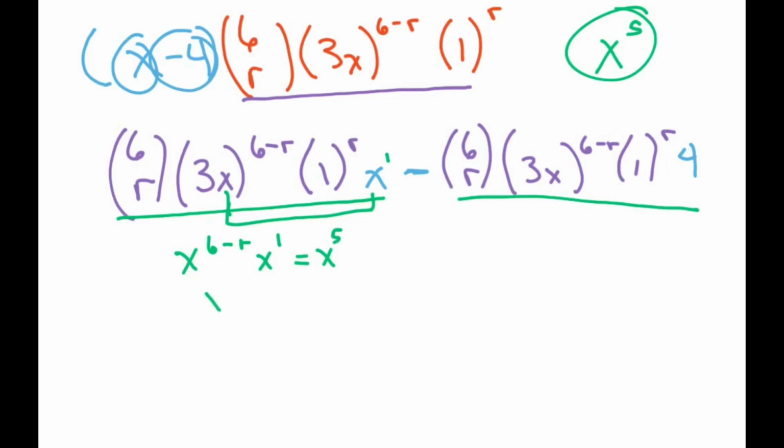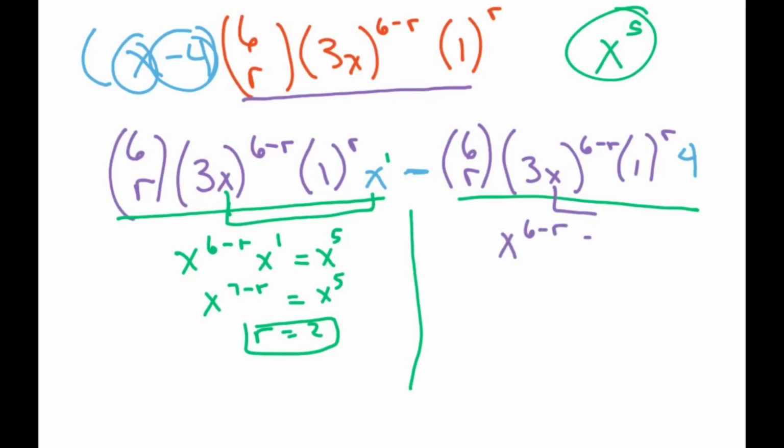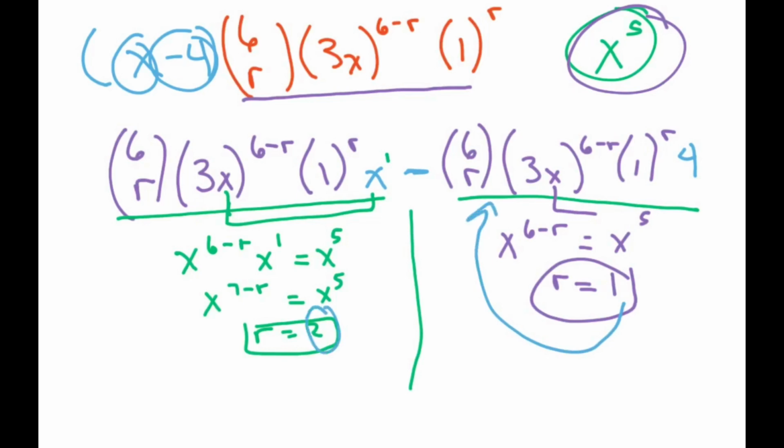So if I combine this using the product property, this is going to be 6 plus 1 is 7 minus r equals 5. So my bases are the same, so that just means r equals 2. All right? On this side, we just have the 1x. So we just write x to the 6 minus r, and we want, again, let it equal x to the fifth. In this case, r would have to equal 1. And all you're going to do now is plug in your 1 into this side and your 2 into this side. And so let's do that.